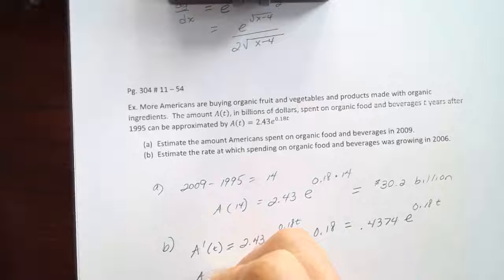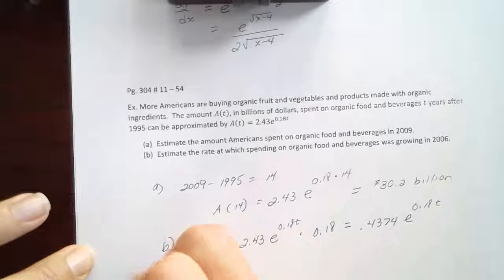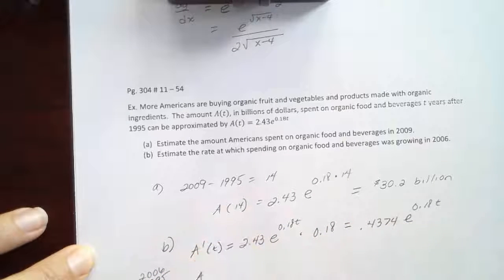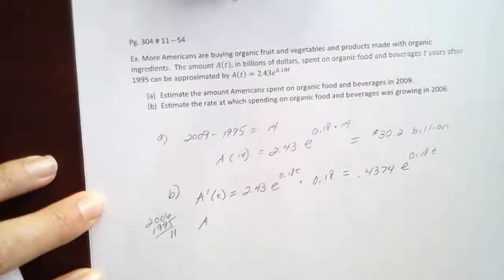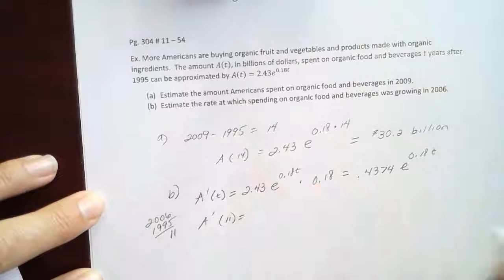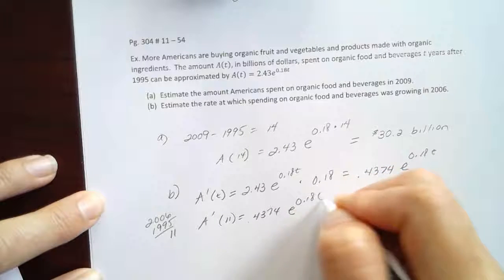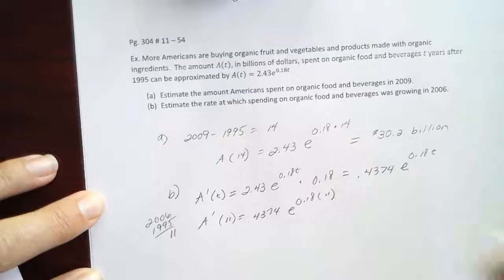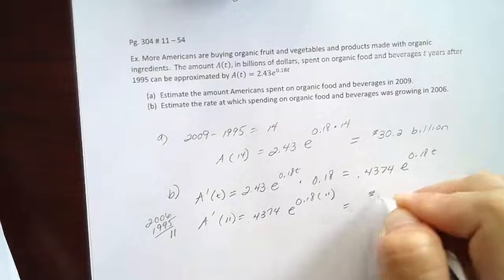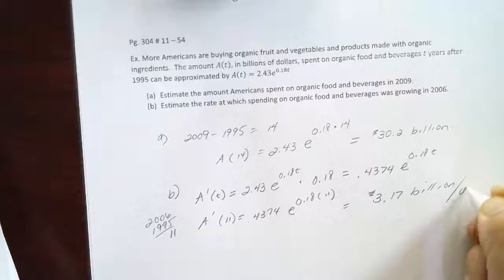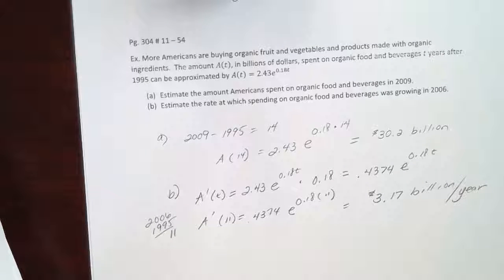So now they want us to figure this out for 2006. So 2006 minus 1995 means 11 years passed. So then A prime of 11 will be 0.4374 e to the 0.18 times 11, which is equal to approximately $3.17 billion per year. And that's an increase because it's a positive number. So that's the rate of growth 11 years after they started keeping track of this with this formula.